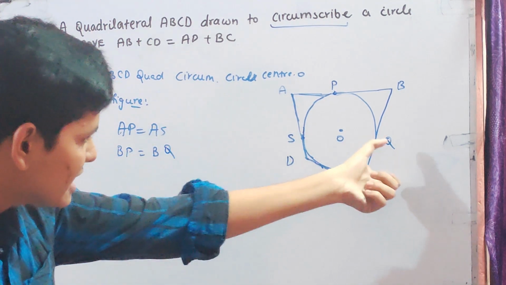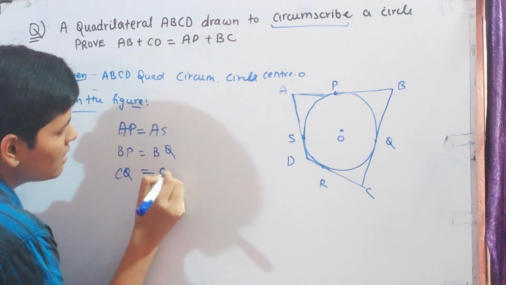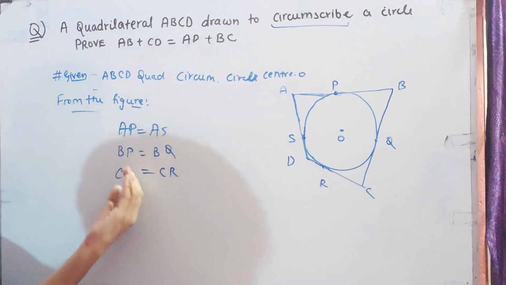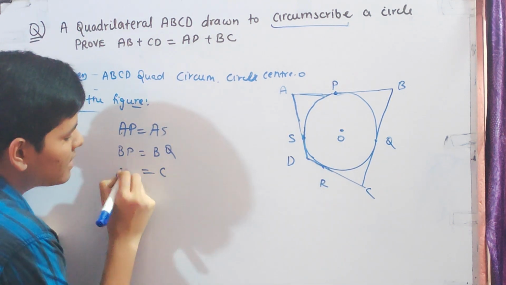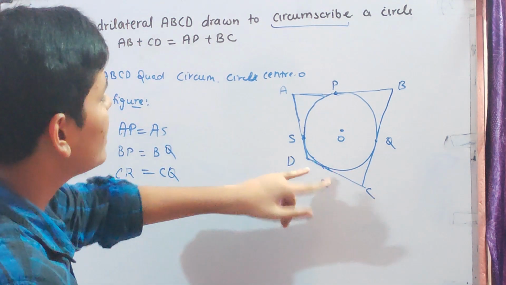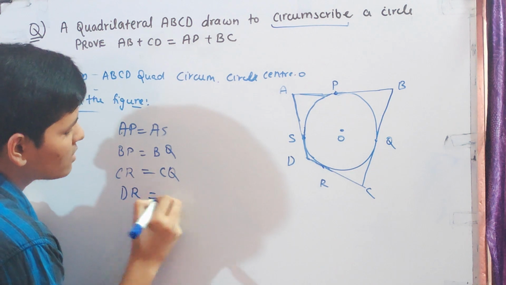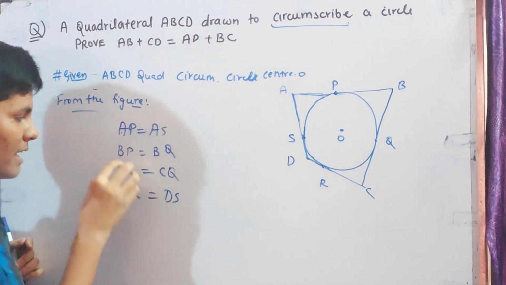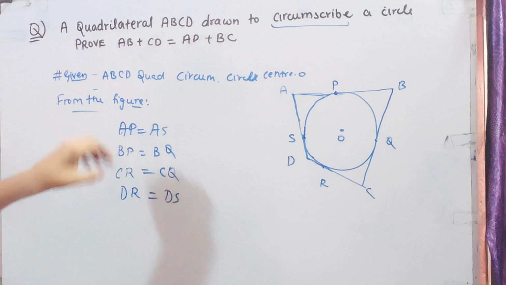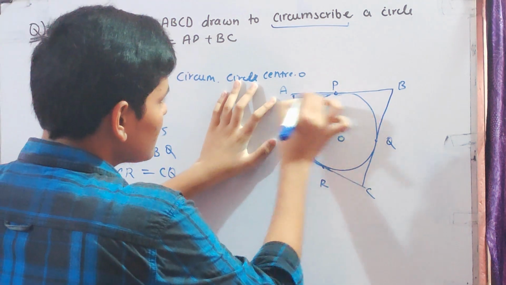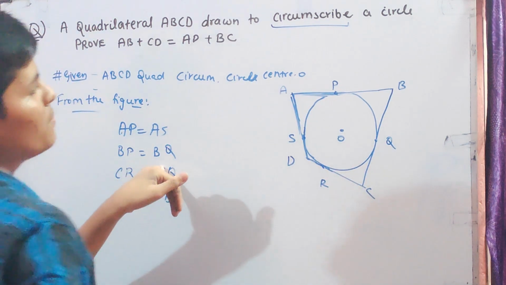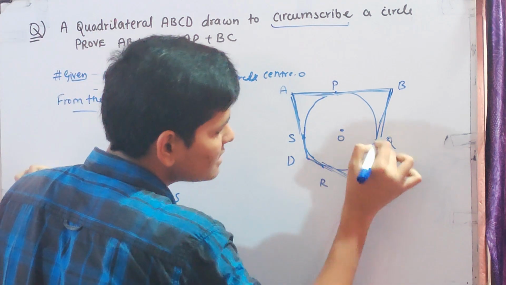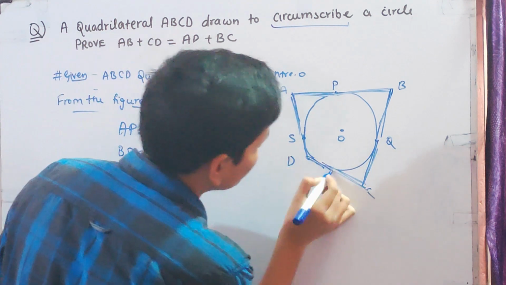Okay, now we can write CQ is equal to CR. This order is not correct, because over here we have Q at the right hand side, and here Q is at the left hand side. So again we are changing the order into CR is equal to CQ. Now we have DR is equal to DS. S was on the right hand side, here also S came on the right hand side. Here P was on the right hand side, P came on the right hand side. So what we saw from all these points: AP is equal to AS, this length and this length are equal. BP is equal to BQ, correct. CR is equal to CQ, correct. And then we have DR is equal to DS.